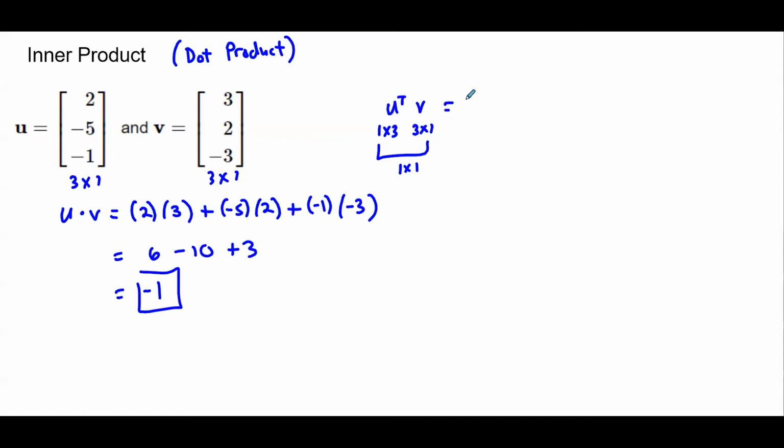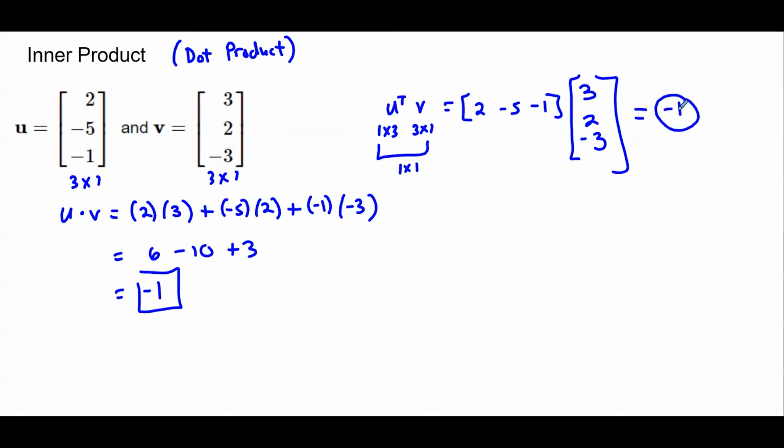So what does this look like? If I transpose U, just make it a row vector, and leave V alone, and you just take the dot product of this row and this column, which we just did, and we got negative 1. So you get a matrix that's 1 by 1, but we're just going to call it just a number. Okay, so that's all it is. It's just dot product, but you just think about it as matrix multiplication.